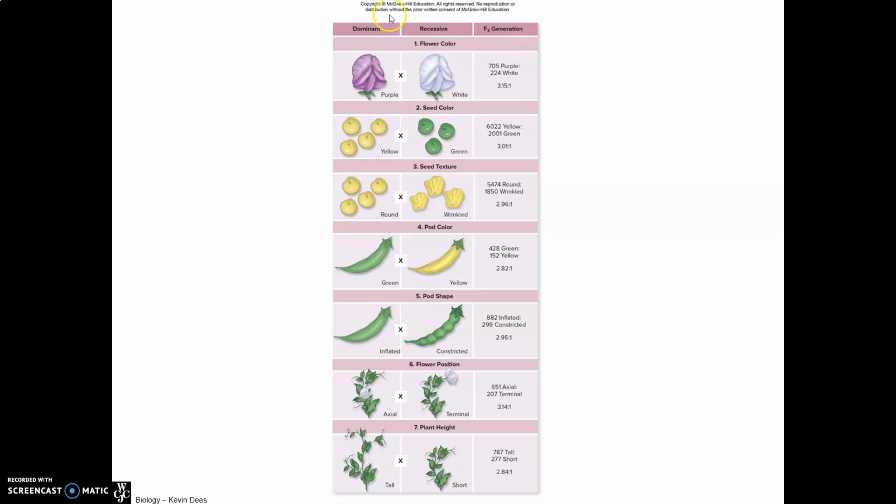Recall that when we did our Punnett squares for these monohybrids, the dominant allele was always capitalized and the recessive allele was always lowercase. So in this case, if you see a capital Y and a lowercase y for seed color, well, you know that the yellow is the dominant trait while the green is the recessive.